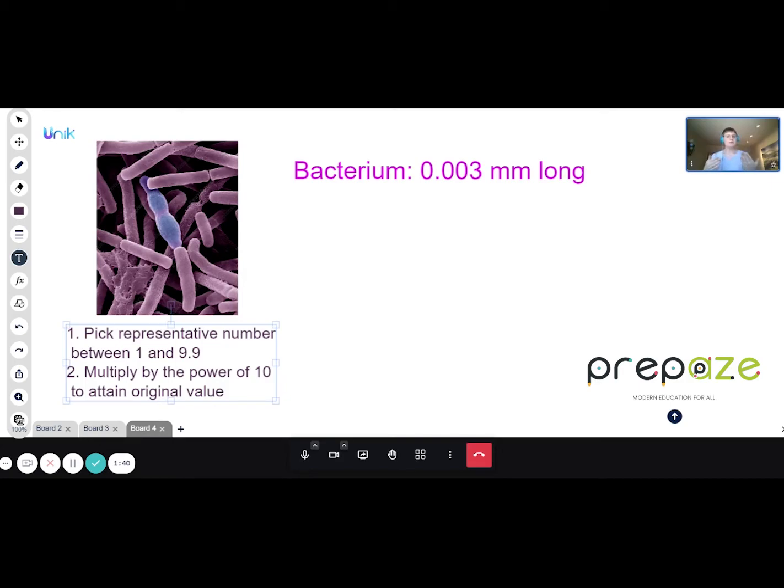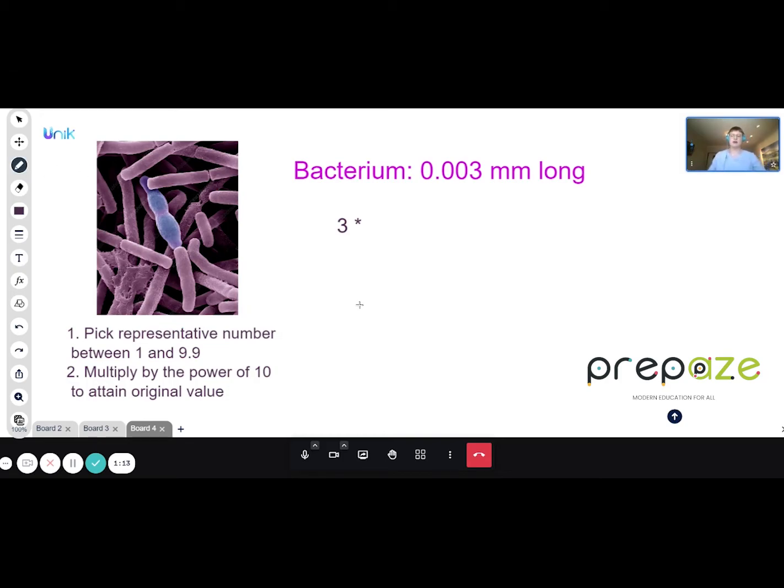Step 1, pick a representative number between 1 and 9.9. Well, the numbers that we have here is zeros, and we have 3. So we're probably going to pick the number 3 as our representative number for the bacterium. However, we want to multiply by a power of 10 to attain the original value. Our original value is smaller than 3. So how do we multiply by a power of 10 and get smaller?